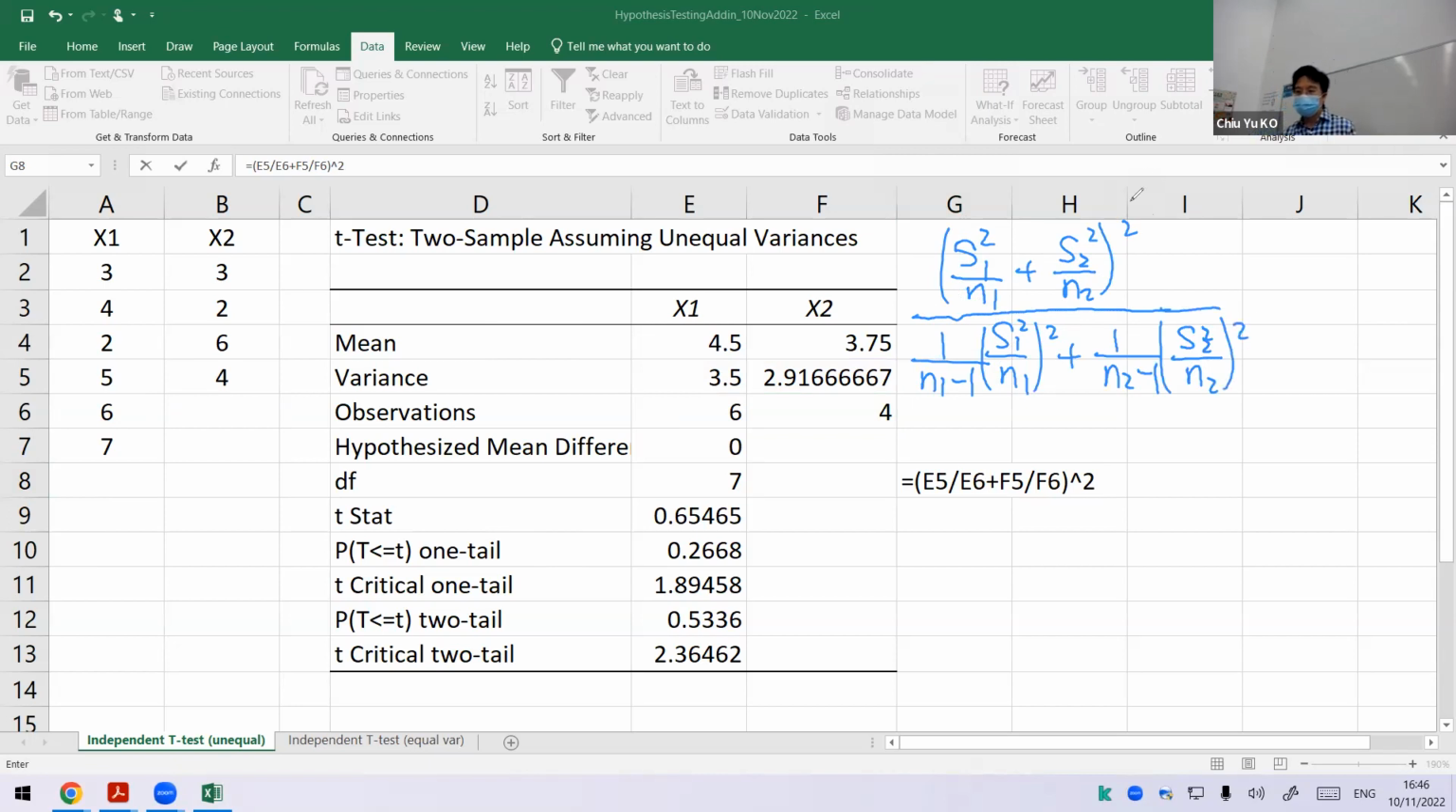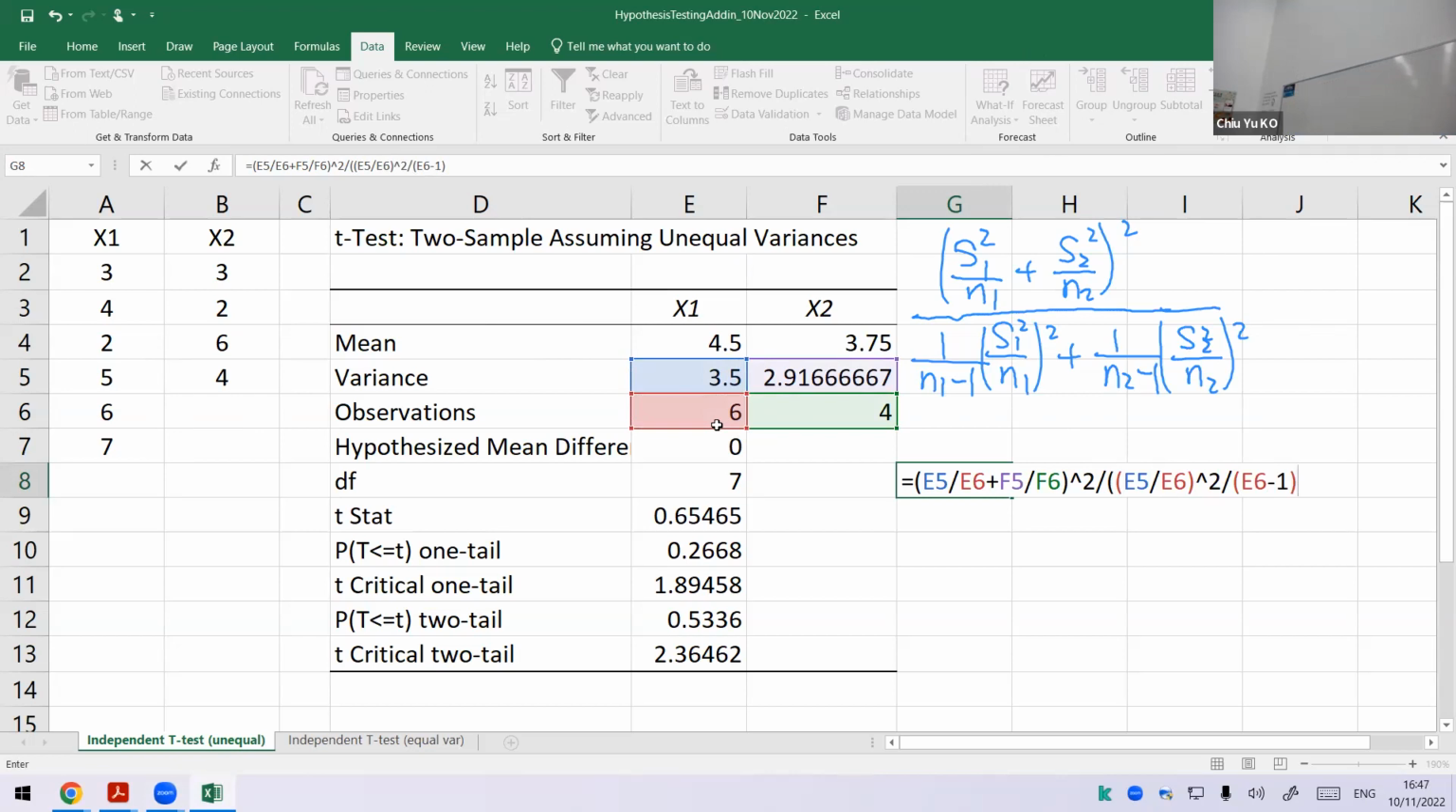And let us do the denominator thing. That would be in brackets s1 squared over n1, squared, over n1 minus 1. This is for the first entry in the denominator.